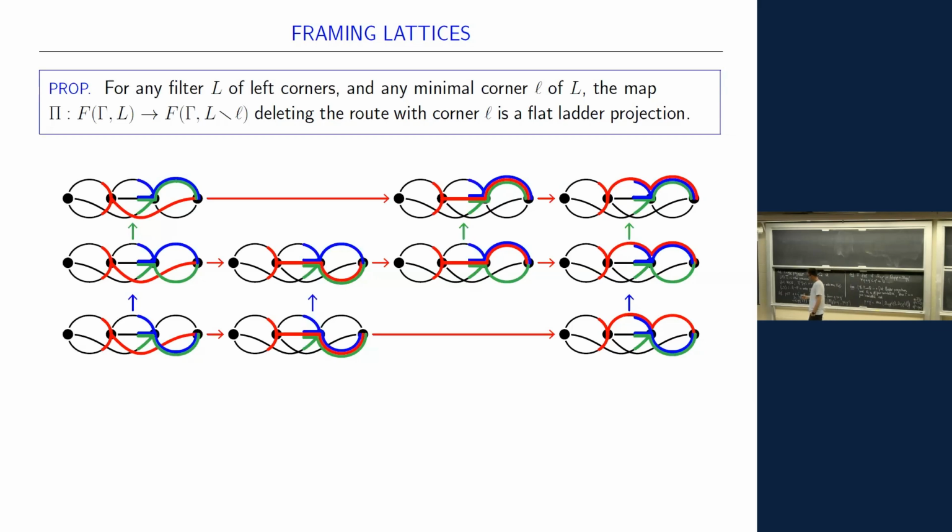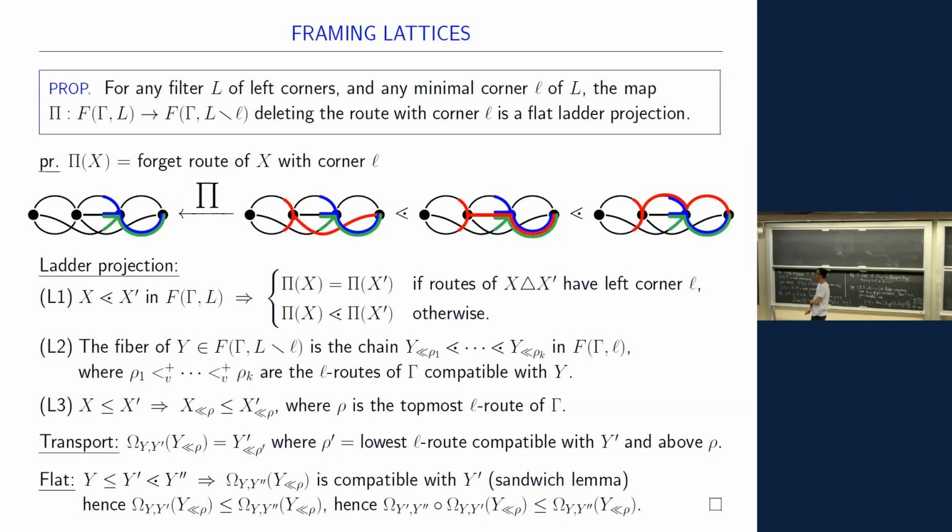Okay, and now I claim that if you have a filter N of left corners and take a minimal corner in this filter and remove it, remove it means you just delete the roots with corner L, then you get a flat ladder projection. Okay, so here you see the same picture as usual. So for example, here you see that passing from here to here, like this, horizontal lines correspond to deleting red. Okay, and then the same color. Okay, so here's a proof that it is a flat ladder projection.